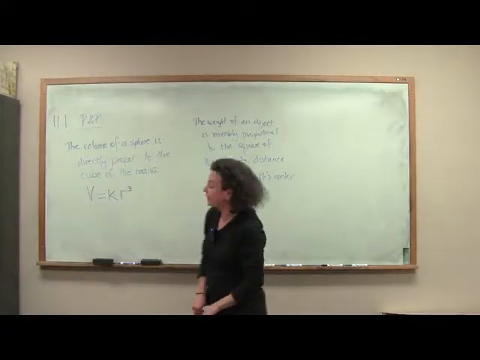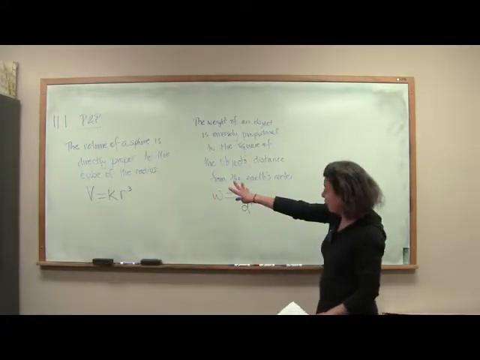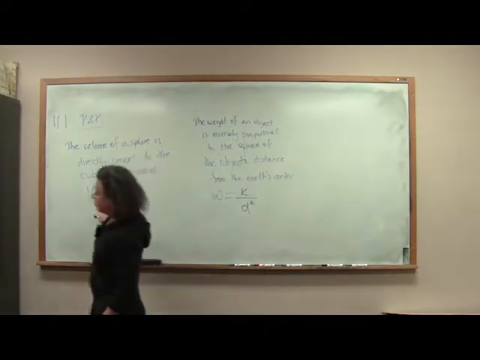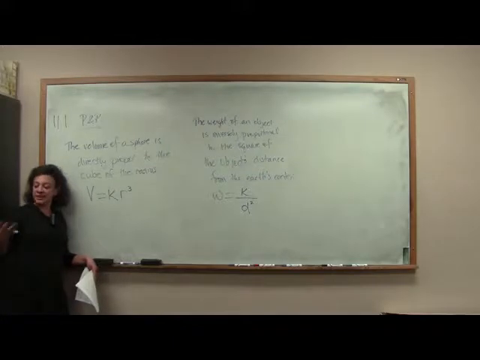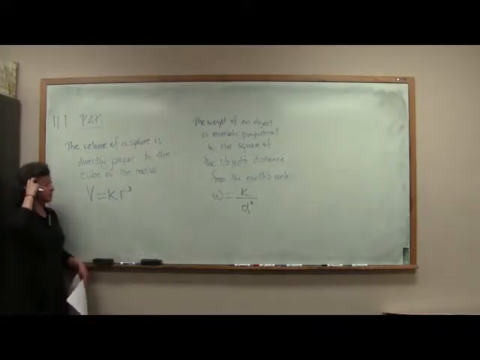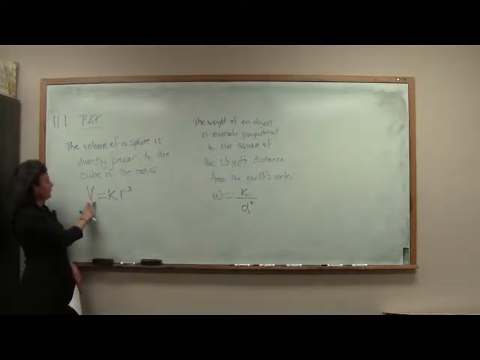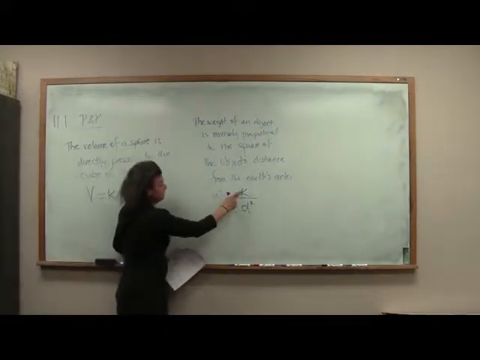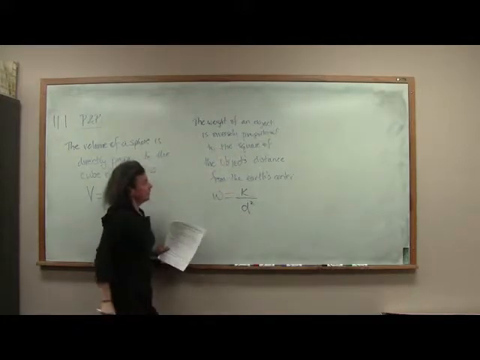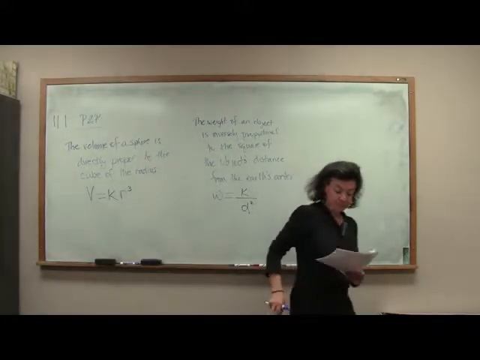Okay? So here are two examples, and this makes sense because the weight is dependent upon the force of gravity. Okay? So, when we say something's directly proportional, in both cases, K is just some constant. It's going to change from example to example. But here, the volume is directly proportional, so it equals K times our radius cubed. And here it's inversely proportional, so it's K over the square of the distance.